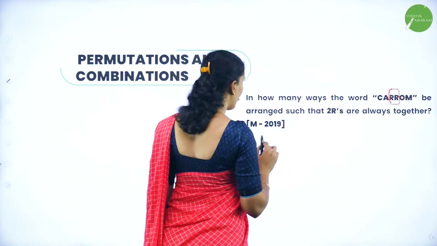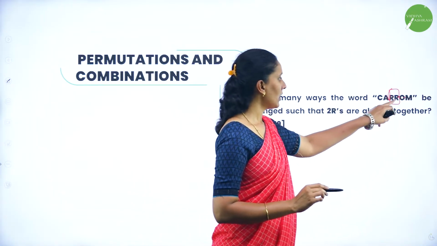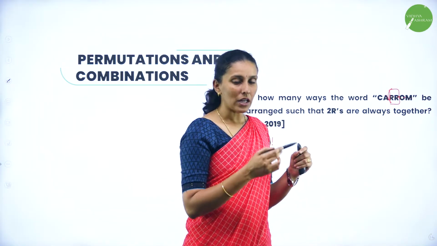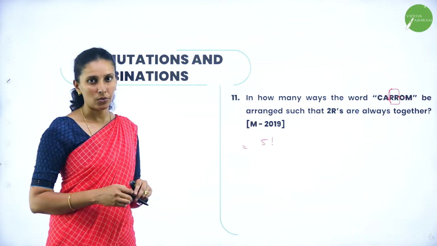1, 2, 3, 4, 5 factorial ways. And what about R inside it? So here when you swap R with R, the order doesn't change. So therefore, the answer is 5 factorial only.